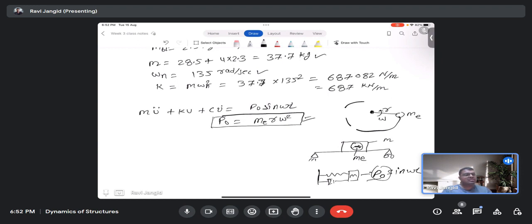And the derivation for this p naught, how we get p naught equal to me into r into omega square, is discussed in the week 3 content already. So I think we don't need to go through the derivation here.